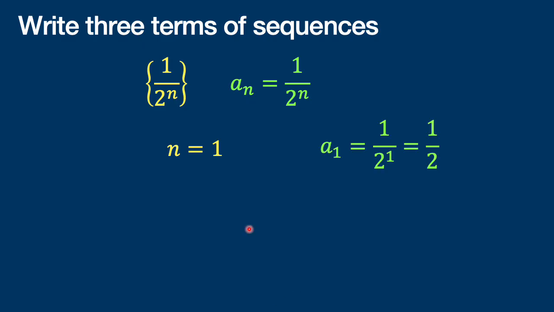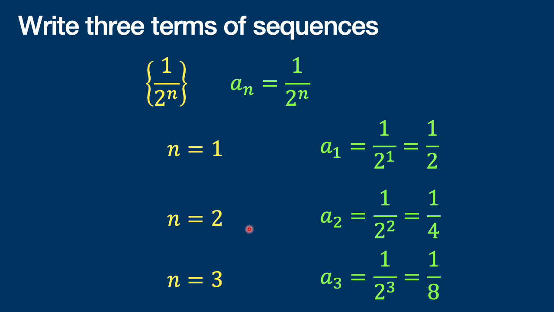a1 equals 1 over 2 to the first power, that's 1 over 2. That's the first term. Second term, n equals 2: a2 is 1 over 2 squared, and 2 squared is 4, so 1/4. n equals 3 is the third term, a3. You plug in n equals 3, that's going to be 1 over 8. That's the first example of a sequence.